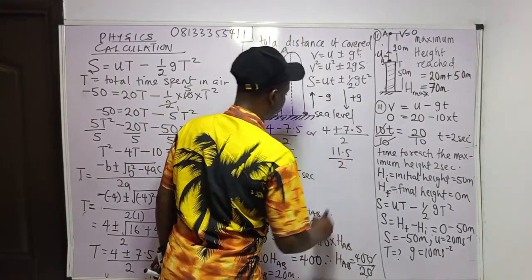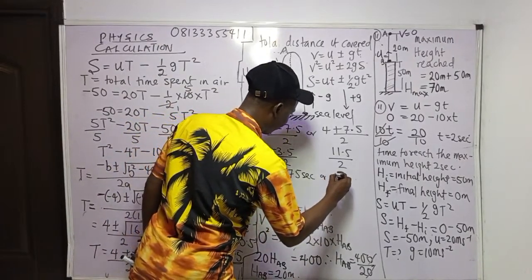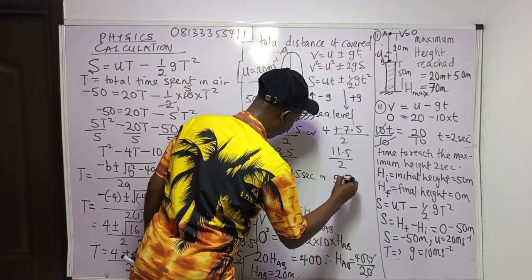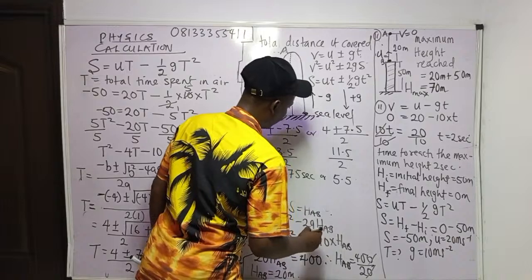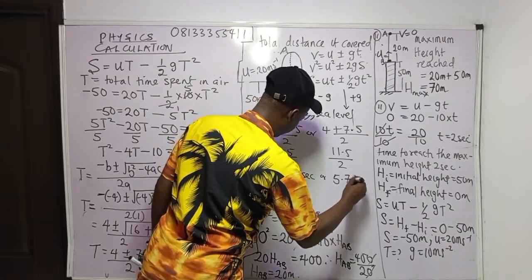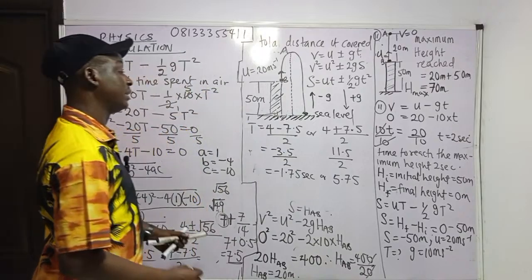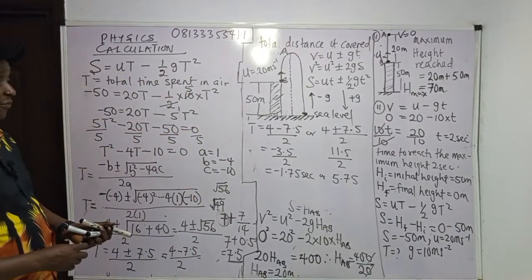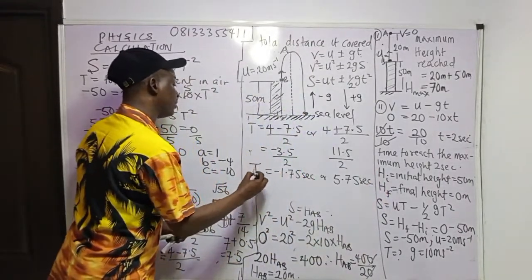The other will give us 11.5 divided by 2, 11.5, which is written as 5.75. So that's what you are going to get if you do that perfectly well. You can divide, seconds. Now, you know that we are having 2 times here.